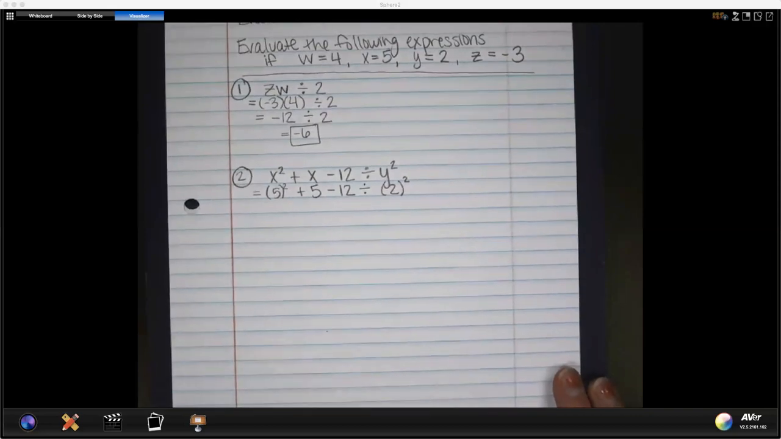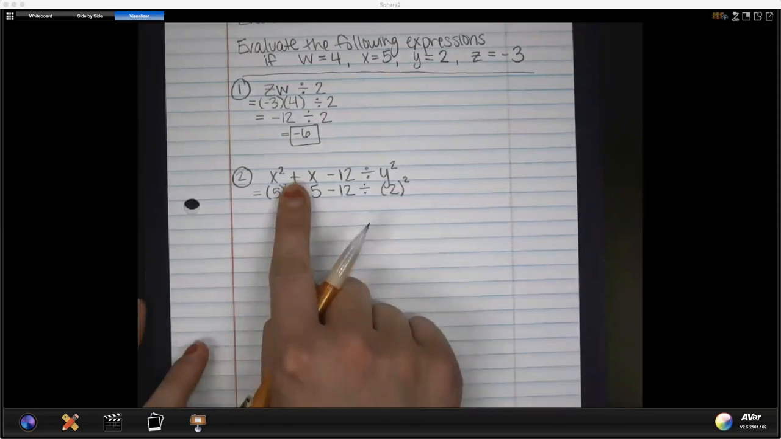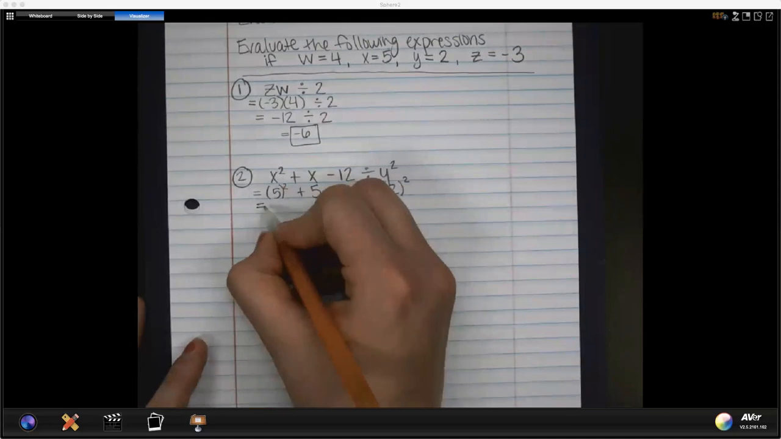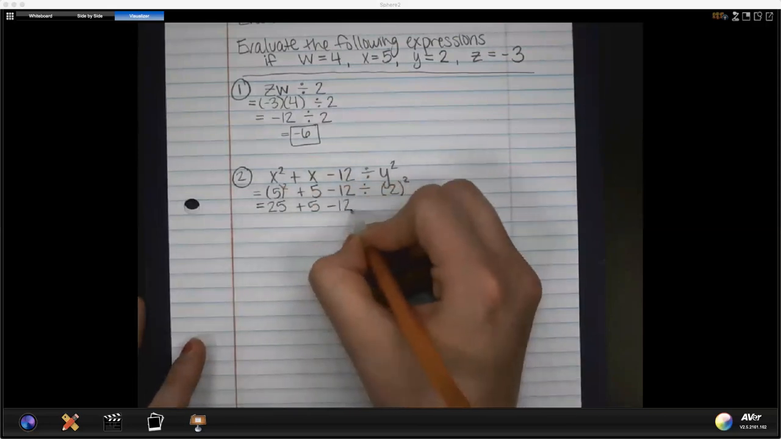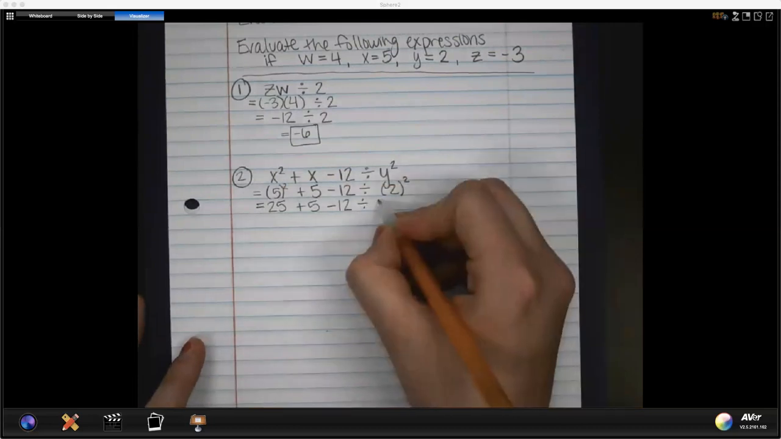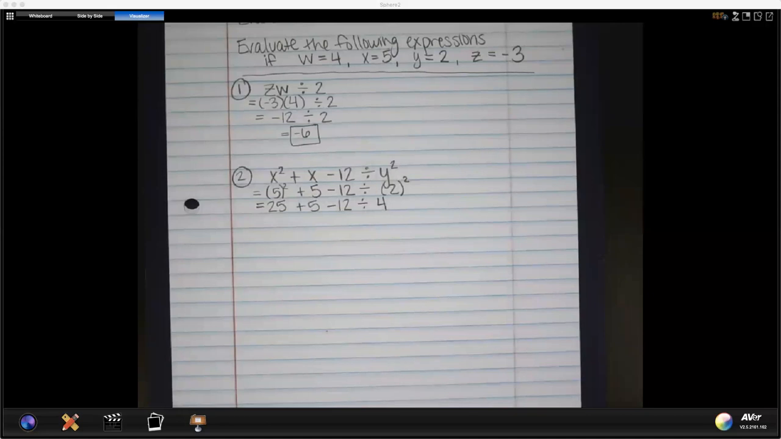Again, once you substitute, it's all about simplifying with order of operations. So we have parentheses, but there's nothing inside them to simplify. So next we'll do exponents. So 5 squared is 25. And 2 squared is 4. Okay. What would be the next step towards simplifying this problem?